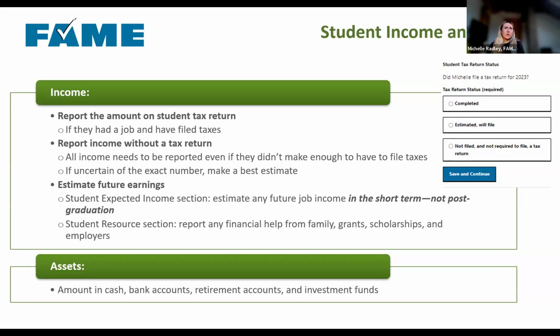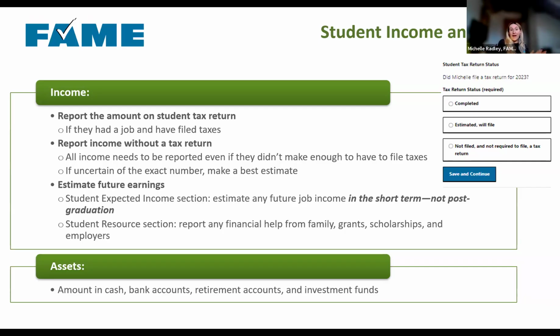And then the student section also has another portion that's a little bit different, which is the student resource section. This is kind of the catch-all that they put there for the student. So any sort of additional money that you might not have mentioned that they might have access to. So this could be financial help from family. So maybe there's like a grandparent who is planning on putting money towards tuition.